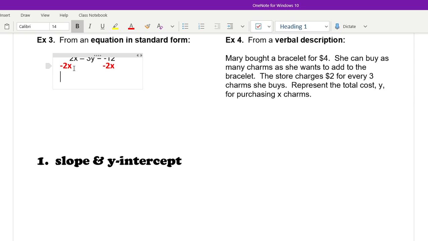Adding the negative 2x cancels out our 2x. So our new line, which I'll leave in black, would be negative 3y is equal to, now I need to click off to show you this part, but we have negative 12 and negative 2x. These are not like terms, so I cannot combine the numbers. I simply write the terms next to one another.